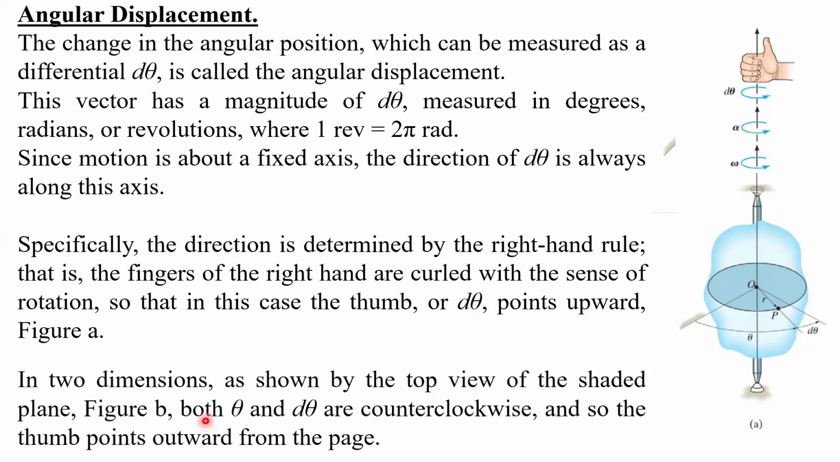So in 2 dimensions, as shown by the top view of the shaded plane, figure B, both theta and d theta are counterclockwise. And then the thumb points outward of the page. Theta, d theta, they are anticlockwise.